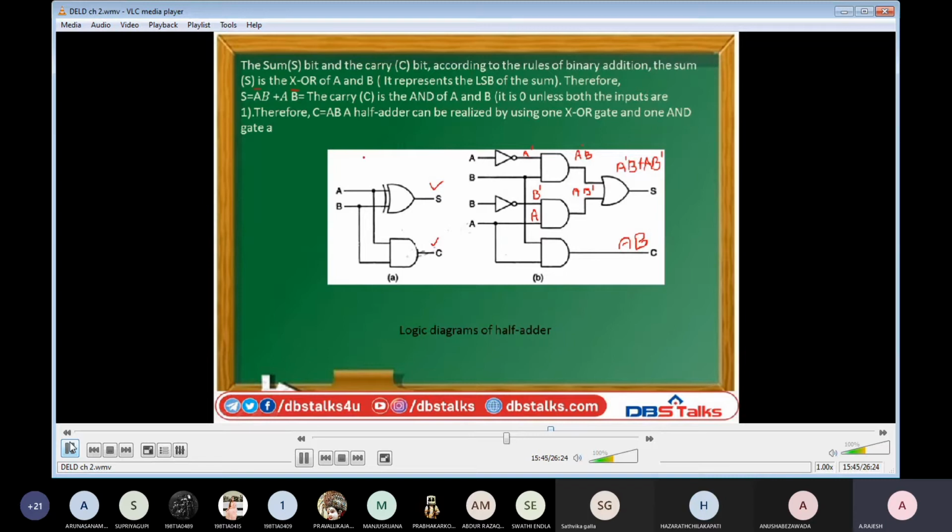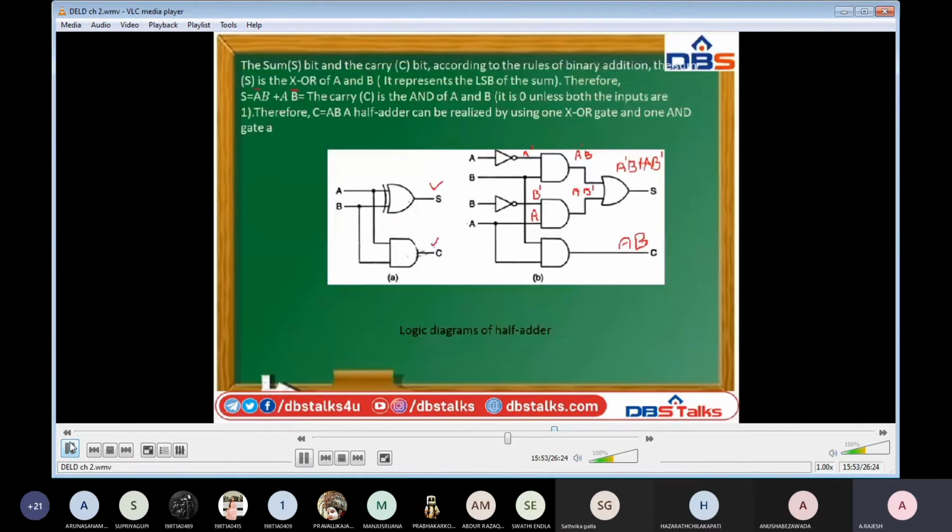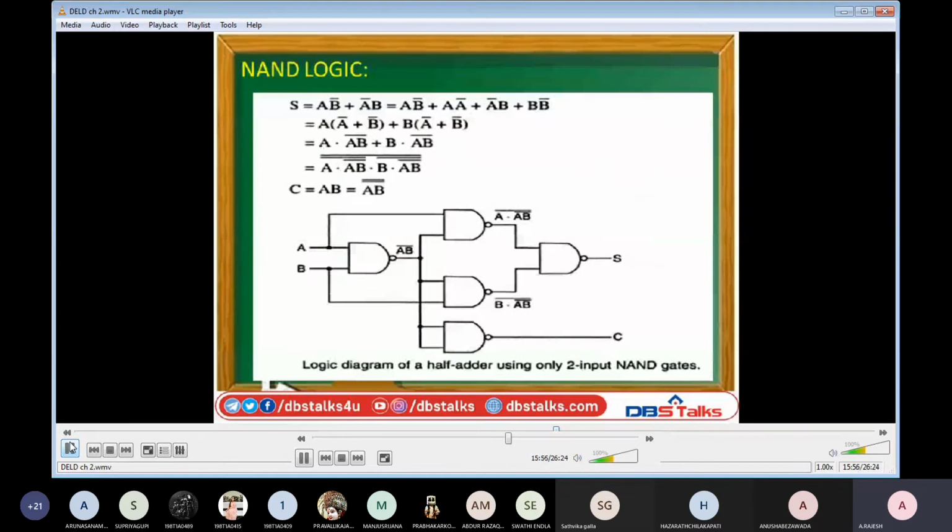The half adder can be realized by using one XOR gate and one AND gate. See here, we have used only one AND gate and one XOR gate in order to realize that. The important topic is how we are going to realize an XOR gate using only NAND logic. That means by using only NAND logic gates, how we are going to extract this.